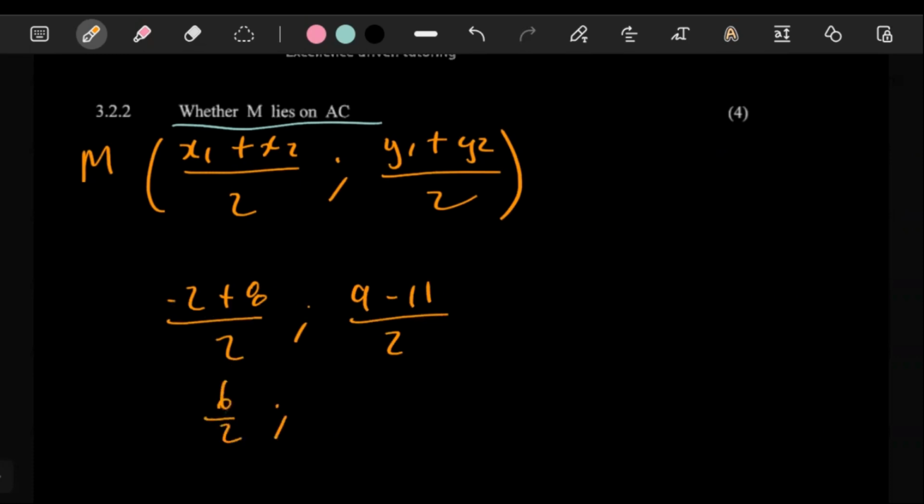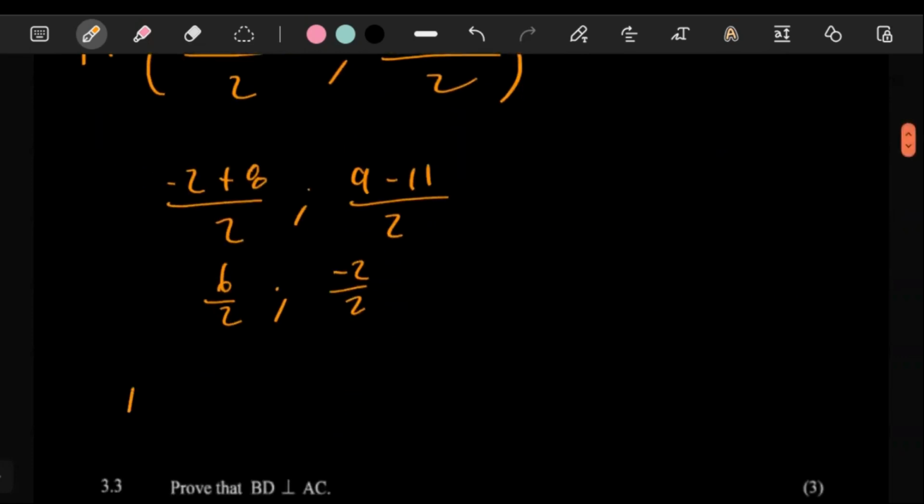Why am I even not using a calculator here? I'm busy wasting time here. 9 minus 11 is like negative 2. And then your coordinate of M is just going to be 3, negative 1.